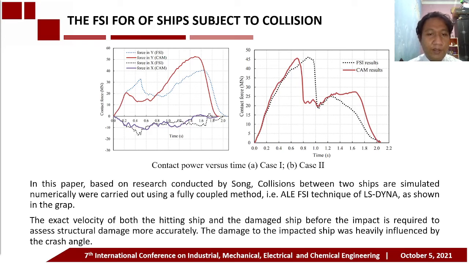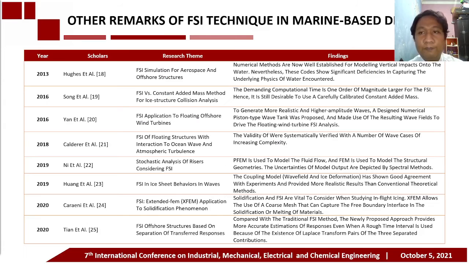In this paper by Song, collision between two ships is simulated numerically using a fully coupled method, for example the ALE FSI technique by LS-DYNA, as shown in the graph, the left case 1 and the right case 2. The exact velocity of both the hitting and the damaged ship before the impact is required to assess structure damage more accurately. The damage to the impacted ship was heavily influenced by the crash angle.